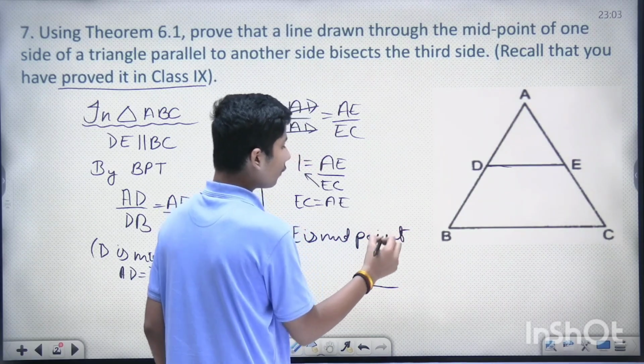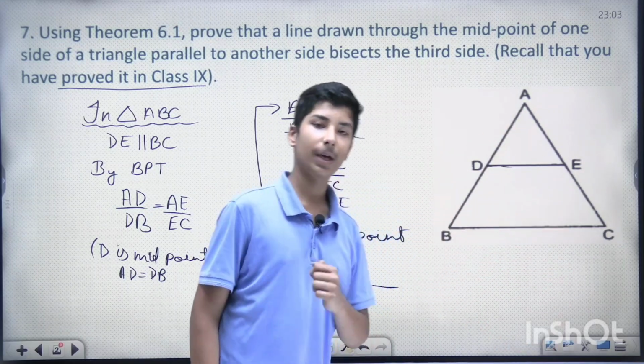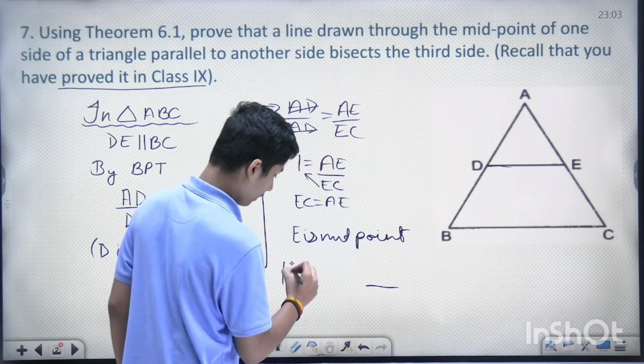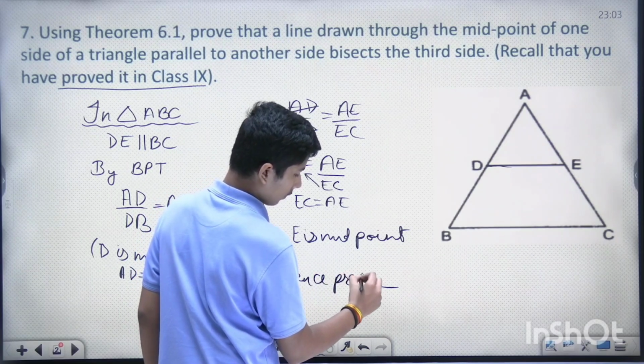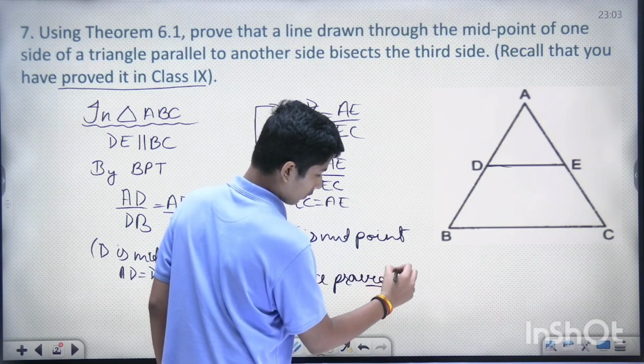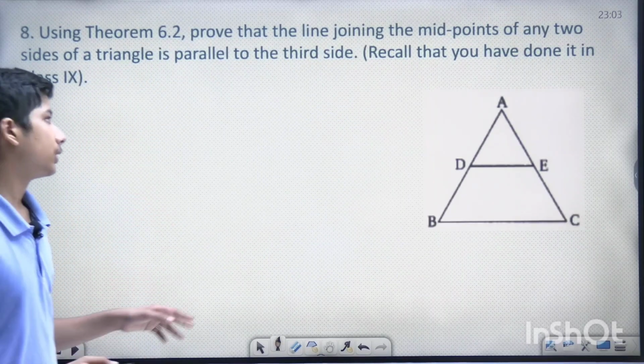Now we had to prove that E is the midpoint. If E is the midpoint, then AC is getting bisected. Hence, proved. Yes, it is proved. Now the next question.